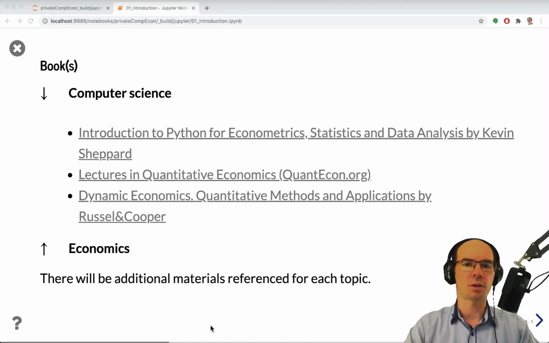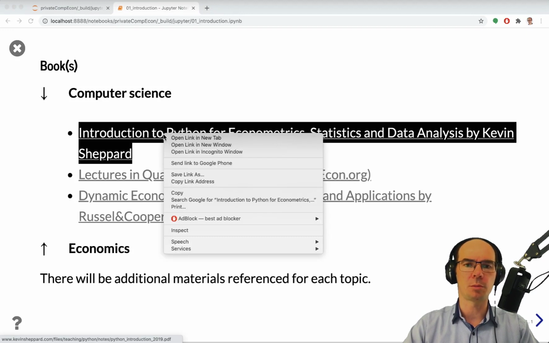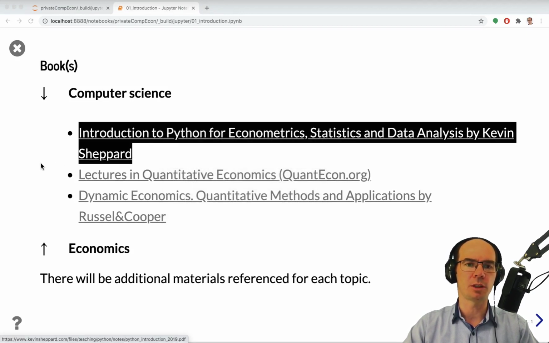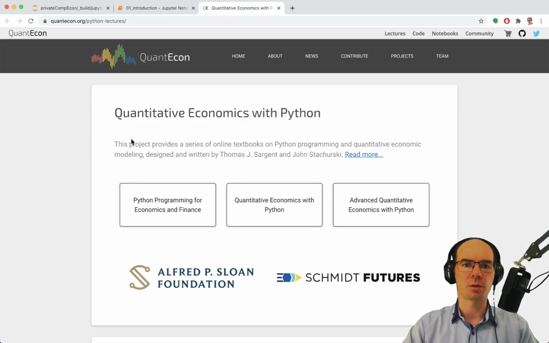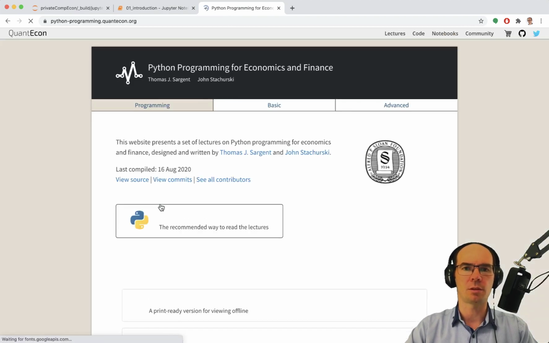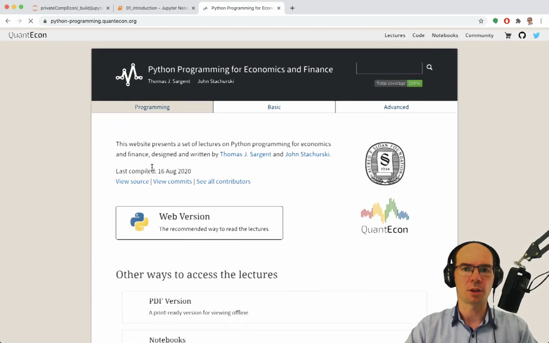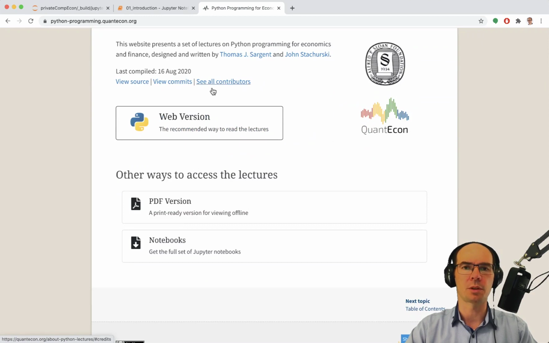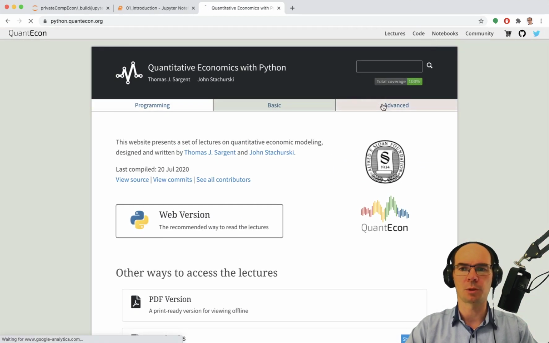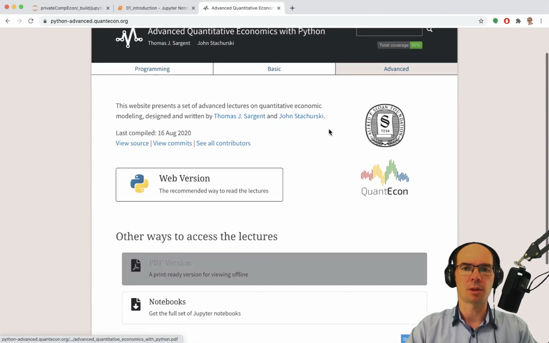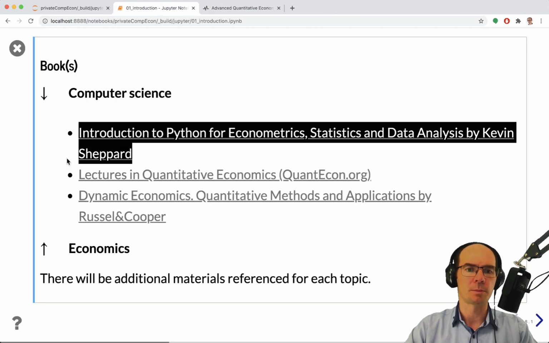The resources here are three. The first one is a book, which is actually downloadable. It's a PDF file, which is linked here. Now, CompEcon is a wonderful resource that you really need to know about. It has tons of lectures and actually notebooks, as we will be using, for programming basic and more advanced topics, primarily in macroeconomics.